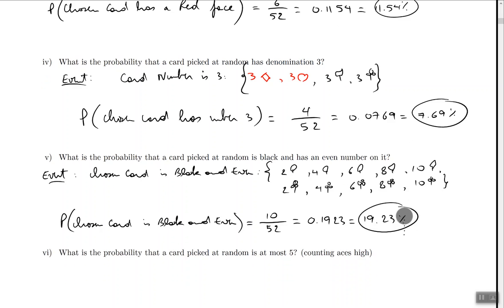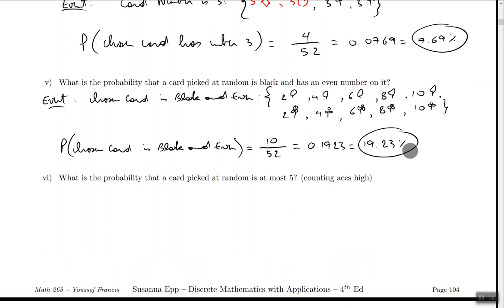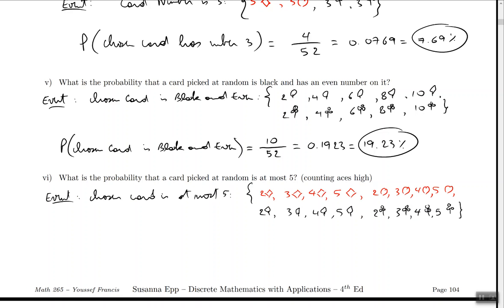Perfect. Next, we have the question: what's the probability that a card picked at random is at most 5? And in this case, they want us to count aces as high. So in other terms, don't think of ace as a 1. Think of it as, like, the highest number in the game. So let's see. We want the card to be chosen at random to have at most 5. So that means the card could be a 2, a 3, or a 4, or a 5, and it could come from any suit. So this is the description of the event.